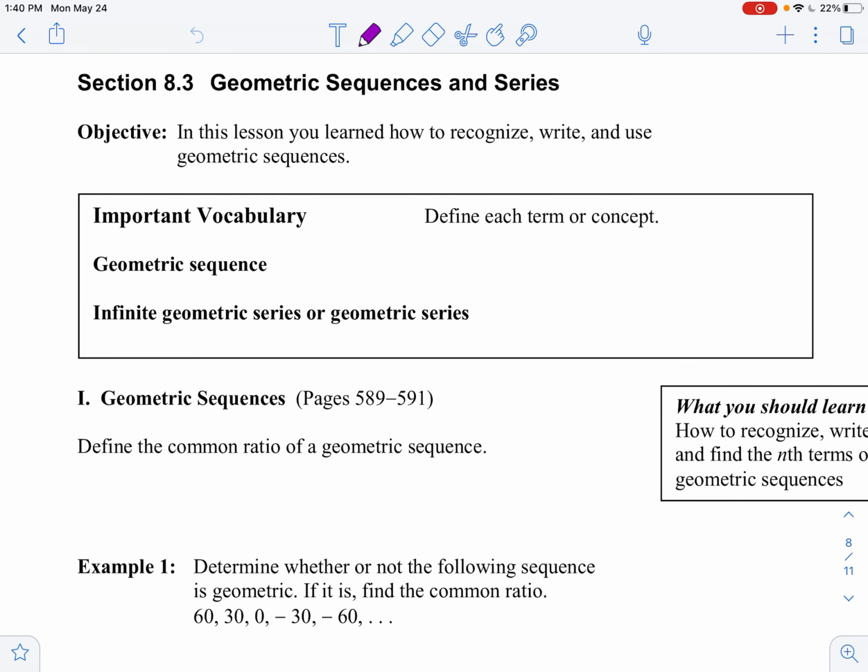Hey guys, we are back. We're almost finishing up chapter 8. We're talking about geometric sequences and series this time.